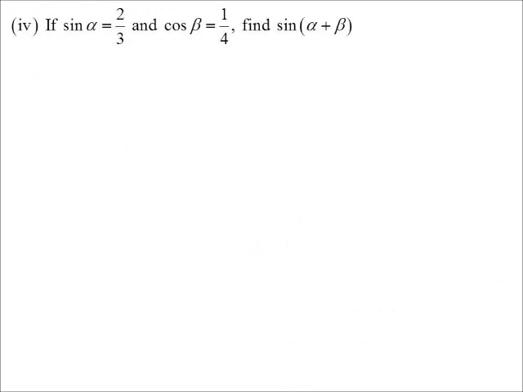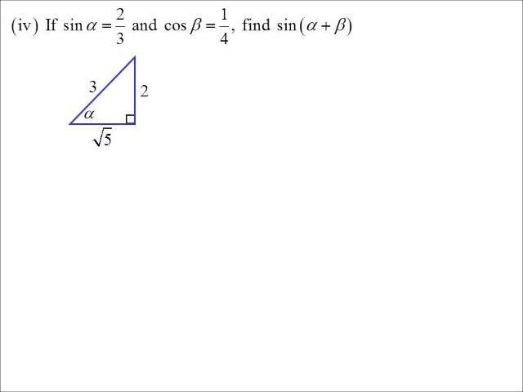If sine alpha is 2/3 and cos beta is 1/4, find sine alpha plus beta. Well, the really boring way of doing this would be to find out what alpha is, find out what beta is, add them together, and then go sine of that. Keep your fingers crossed that it turns out into something exact and we recognise it. That would be the boring way of doing it. The fun way of doing it.